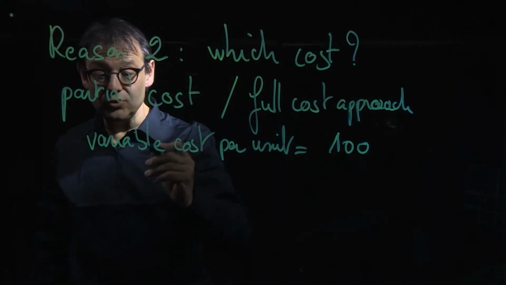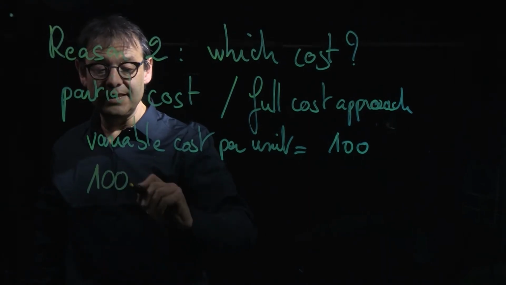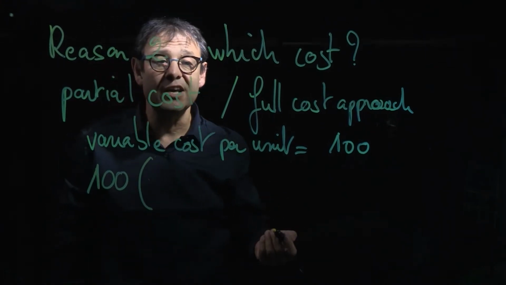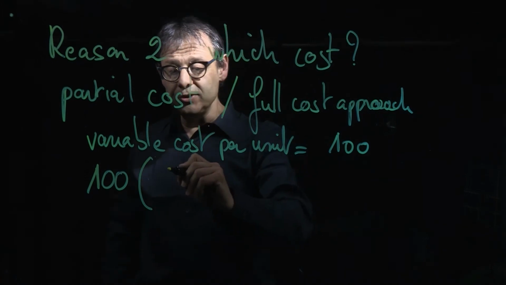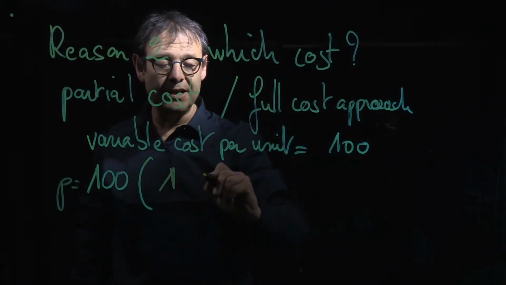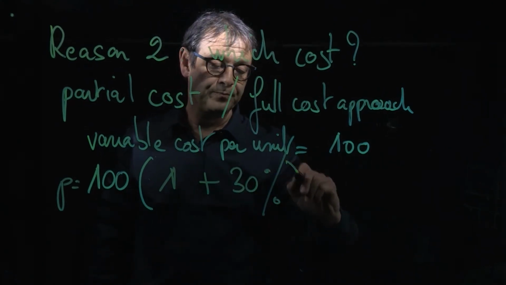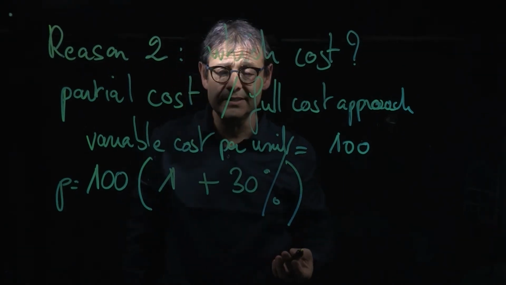Then if I want to set my price using that information, I will say, for instance, let's imagine I want a 30% margin. I would say that my price would be 100 multiplied by 1 plus 30%. So it seems there is no difficulty for doing this.